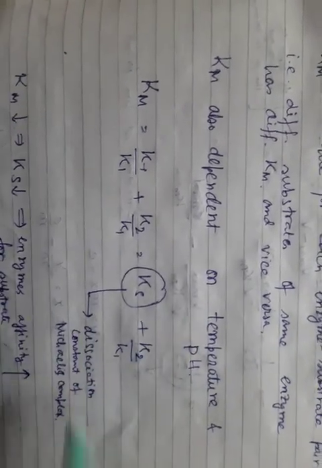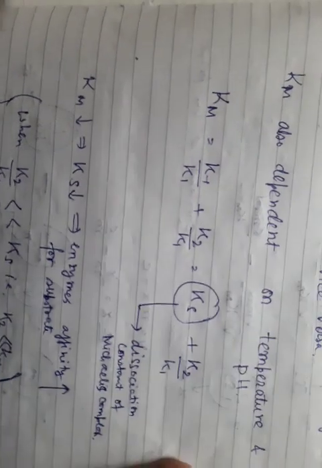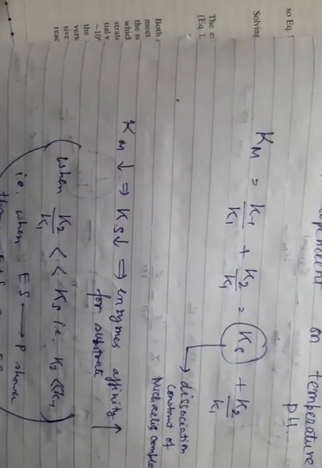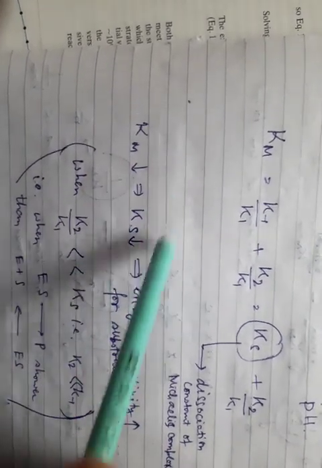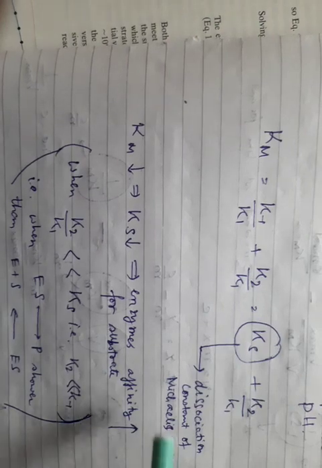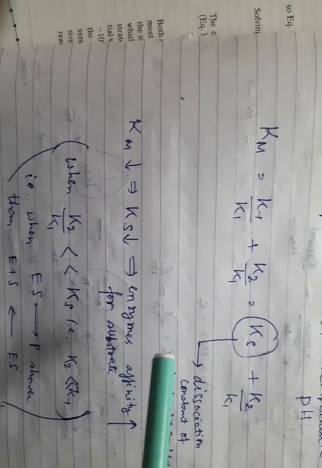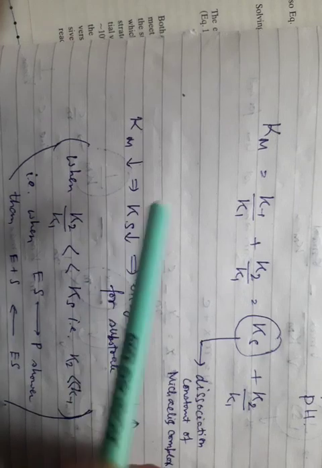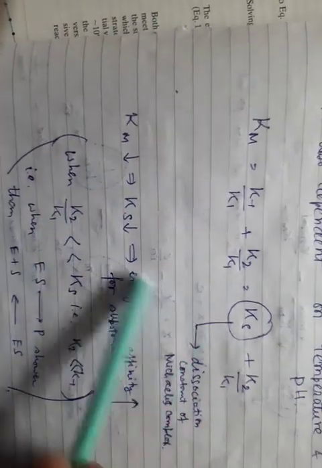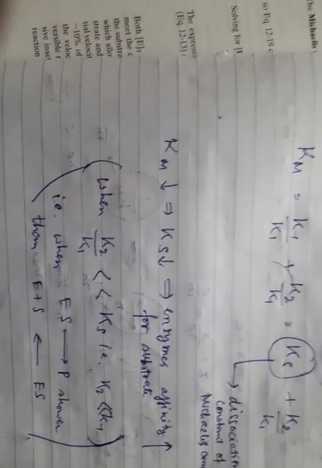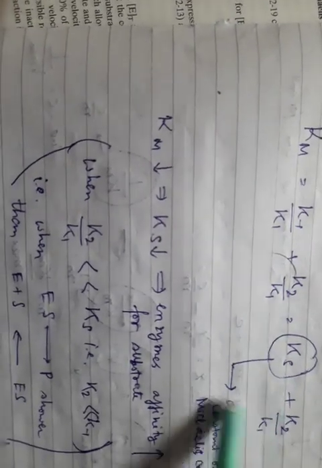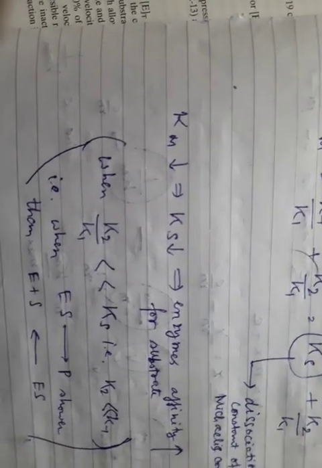So we can write this from the dissociation constant of the Michaelis complex. If Km is low, that indicates the affinity of the enzyme for the substrate is high, because this is a dissociation constant, and dissociation means a constant of opening. So if this one is low, the affinity for the substrate is more. And this happens when this part is low. At that time the relation is more comparable.